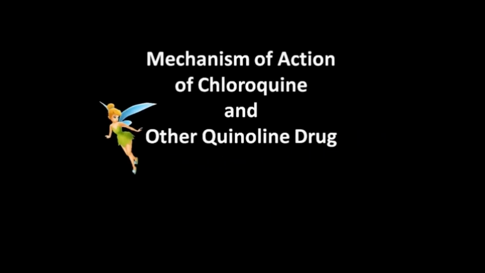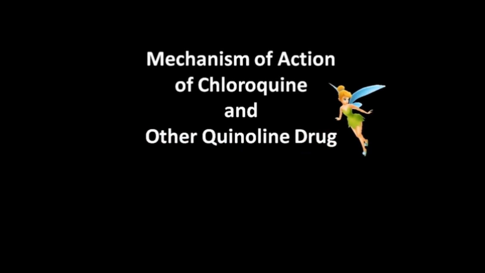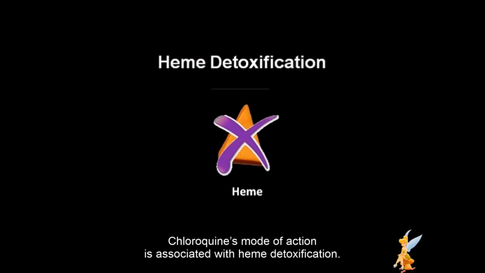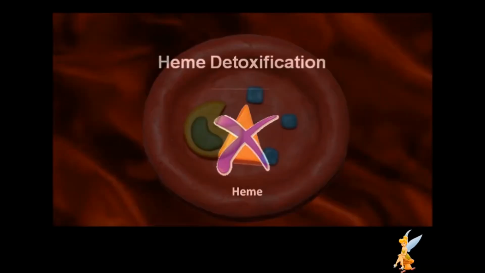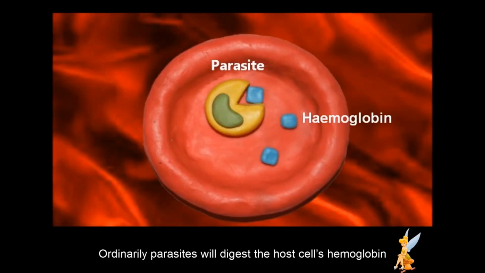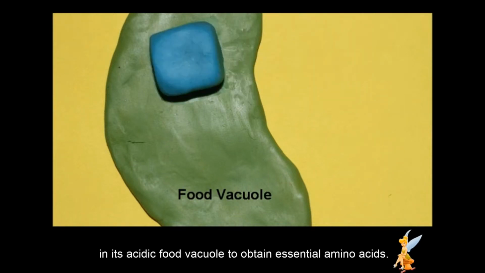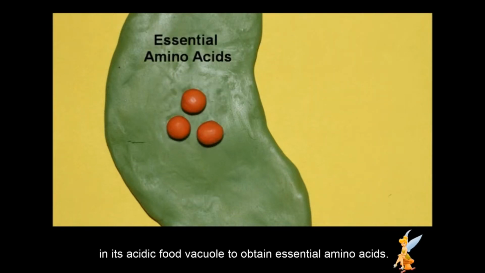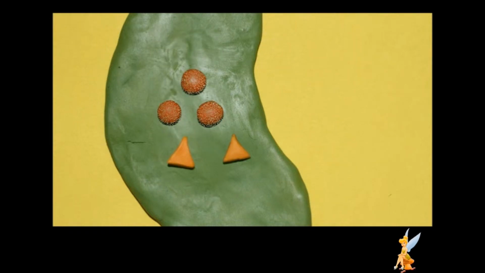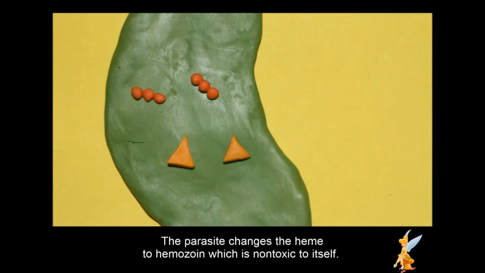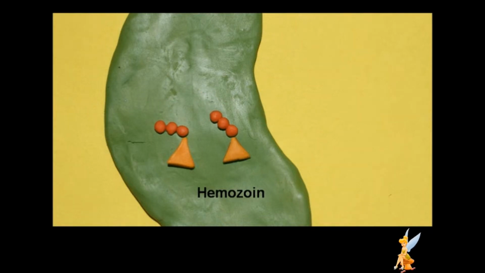Mechanism of action of chloroquine and other quinoline drugs. Chloroquine's mode of action is associated with heme detoxification. Ordinarily, parasites will digest the host cell's hemoglobin in their acidic food vacuole to obtain essential amino acids. This process releases a huge amount of heme, which is toxic to the parasite. The parasite changes the heme to hemozoin, which is non-toxic to itself.